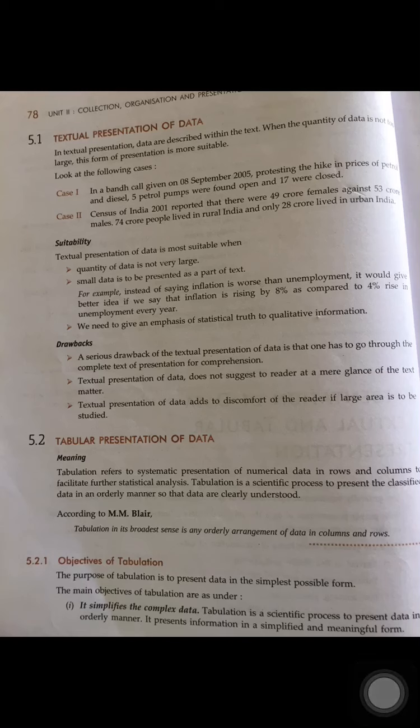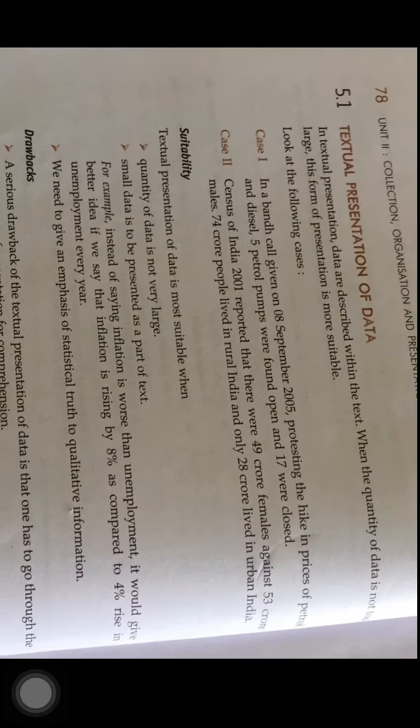Today we have to discuss presentation of data, textual and tabular presentation. With the help of that we have to explain and discuss how we can represent data with the help of textual and tabular forms. In the previous chapter we learned about the collection of data and representation of data. The same thing we have to revise for a few minutes.